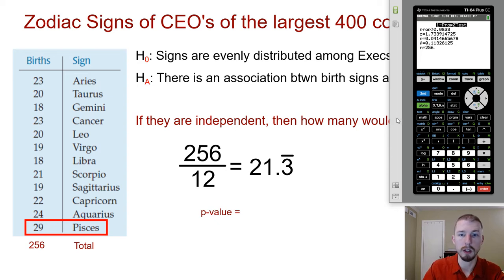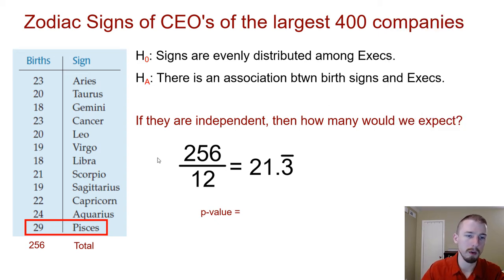That would be enough to say that there's an association, but we really have not just this one thing in Pisces, we really have all these others, and we can't run a one proportion interval or one proportion z-test for all 12 of those. That would be kind of ridiculous.